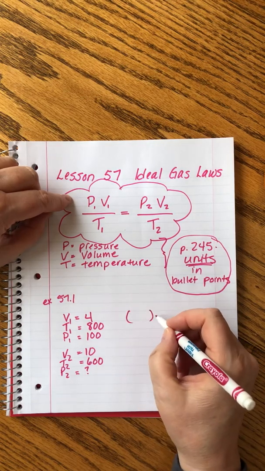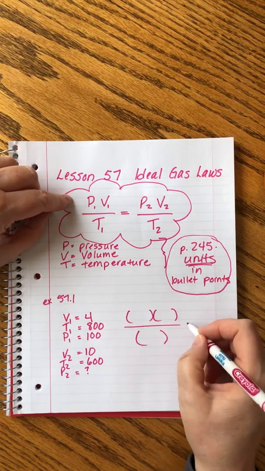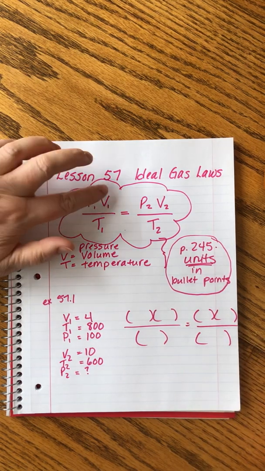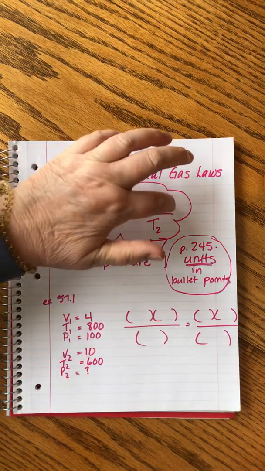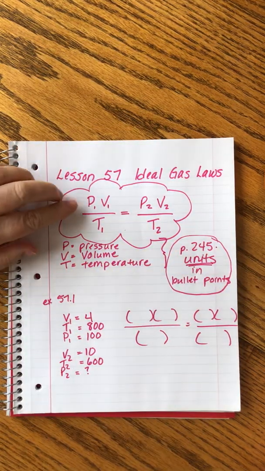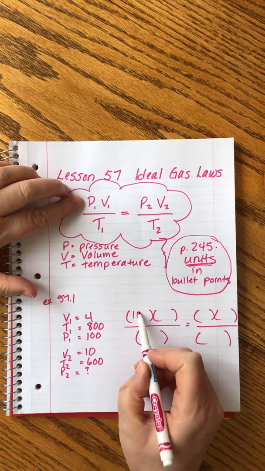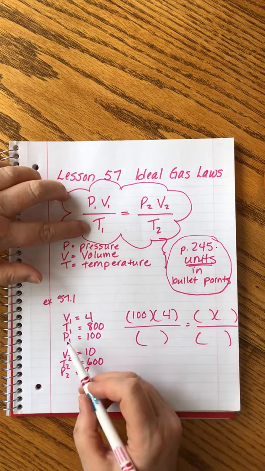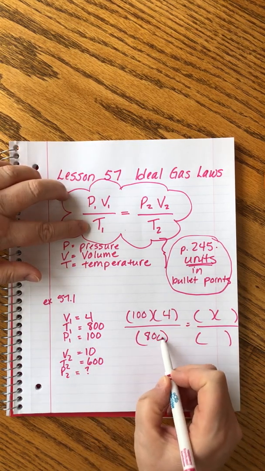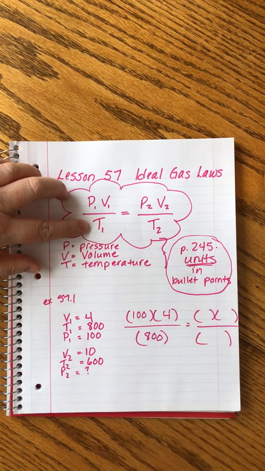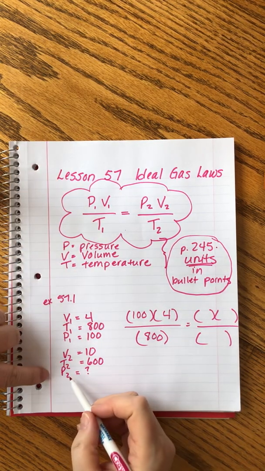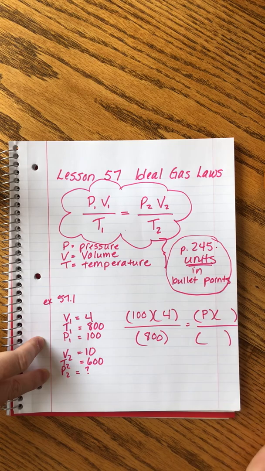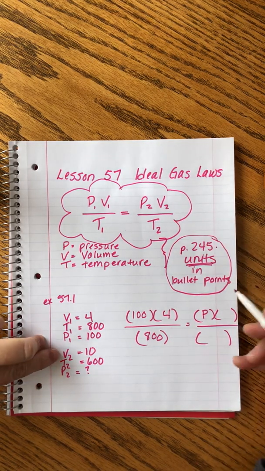I'm going to write buckets. Oh, my little buckets are squished. My second set of buckets. Okay, so this represents that. I'm going to fill in numbers. So I'm looking for the first pressure, 100. The first volume is 4, and the temperature goes in the denominator, that's 800. Okay, so this is my first setting. And now my second setting, and here goes pressure. Okay, that's the mystery. So I'm going to put just a P in there. The second spot is volume, so that's 10.